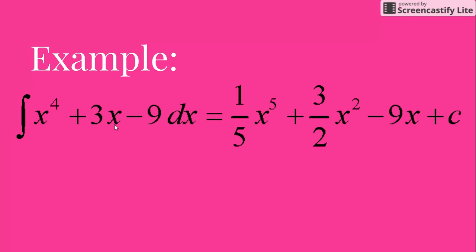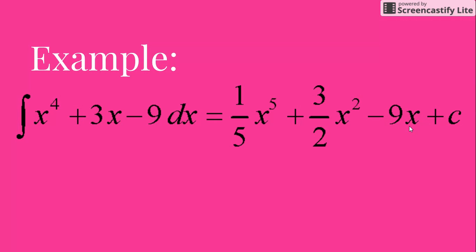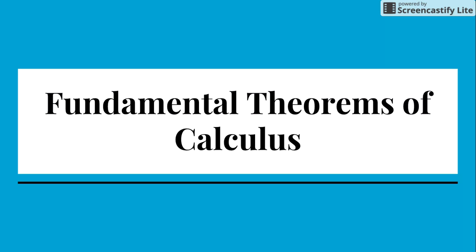The 3x gets divided by 2 also, so it becomes 3/2 x squared, minus 9 becomes minus 9x. This is really x to the first, which means the negative 9x is divided by 1, but since it's divided by 1, we don't have to show that. And then the plus c is on the end to indicate that it could be any variation in that family of derivatives.